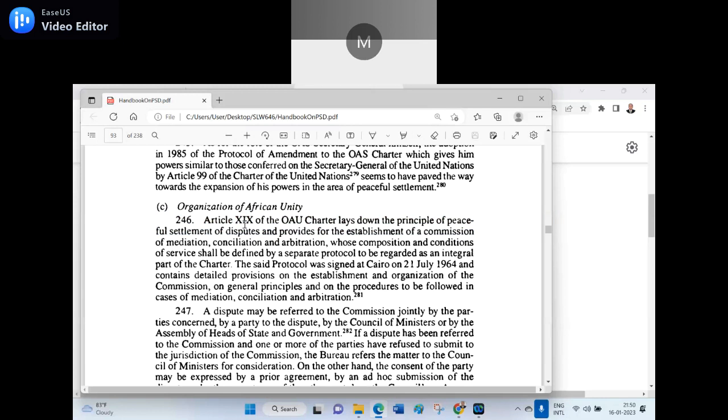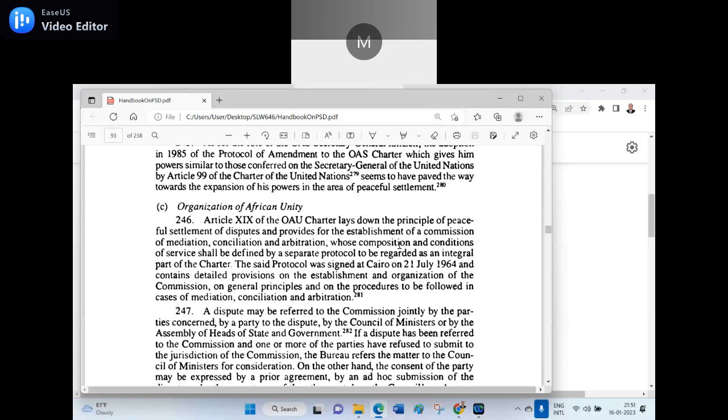So Article 19 of the OAU, the Organization of African Unity Charter, lays down the principle of peaceful settlement of disputes and provides for the establishment of a Commission of Mediation, Conciliation, and Arbitration, whose composition and conditions of service shall be defined by a separate protocol to be regarded as an integral part of the Charter. In all these organizations, there are diplomatic methods of resolving disputes.